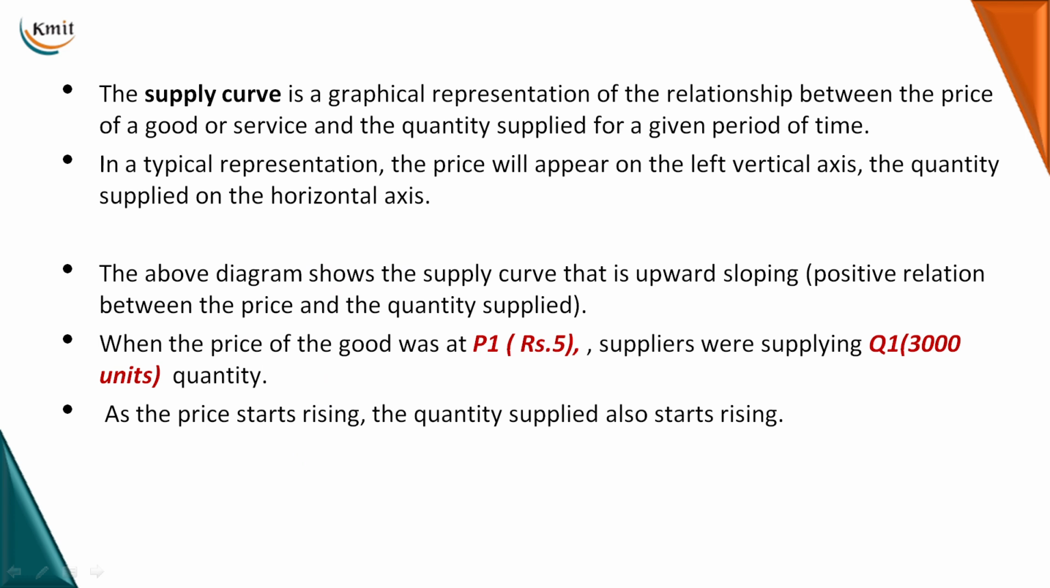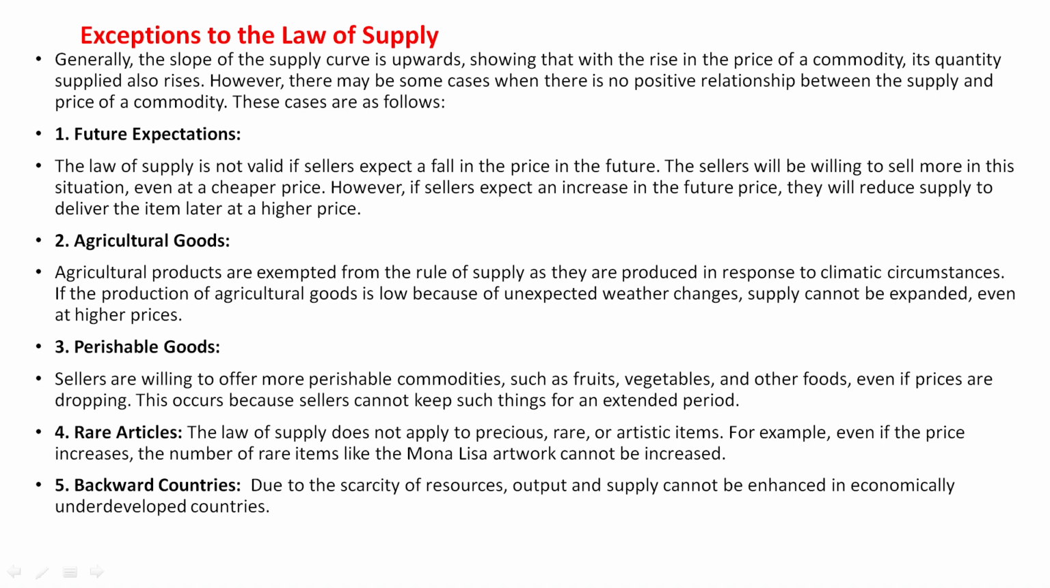This supply curve is a graphical representation of the relationship between the price of goods or services and the quantity supplied for a given period of time. So this is an explanation of how a supply curve operates. We have considered P1 as 5 rupees and Q1 as 3000 units. As the price starts rising, the quantity supplied also starts rising. As there are assumptions, there also are exceptions to this particular law.